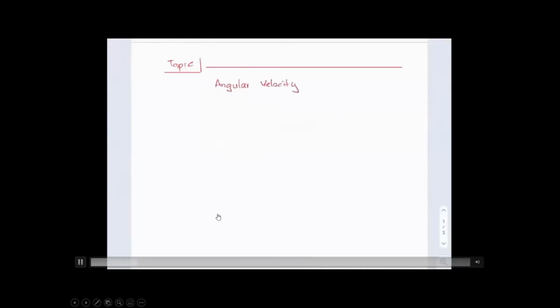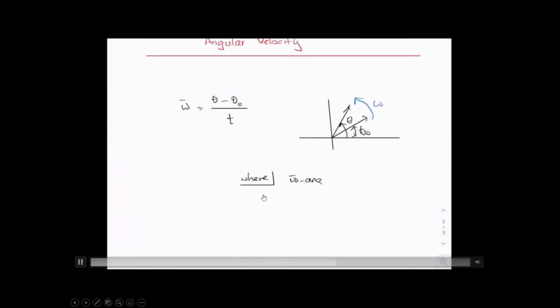Angular velocity is how fast the angular displacement changes in time. So angular displacement goes from an initial value to a final value within this time period. So which means that it's going to have a rotational velocity. It's going to be expressed in terms of radians per second.